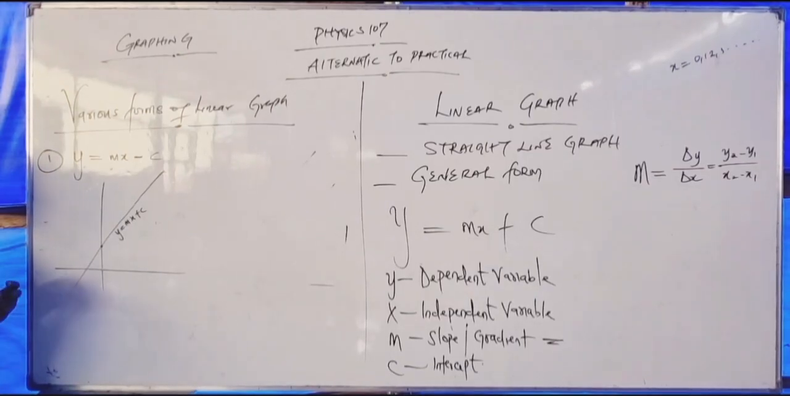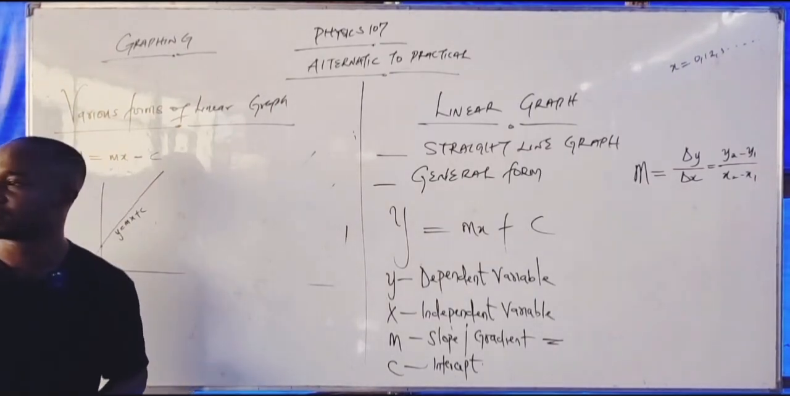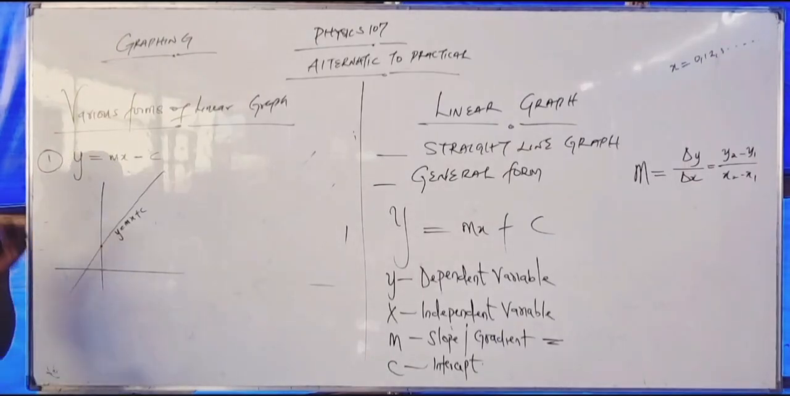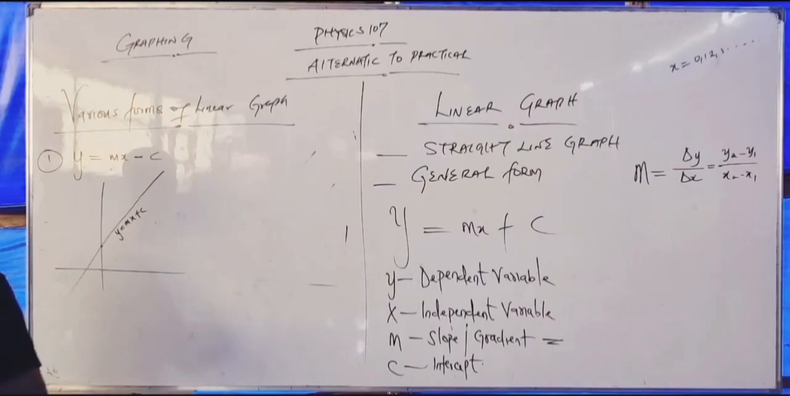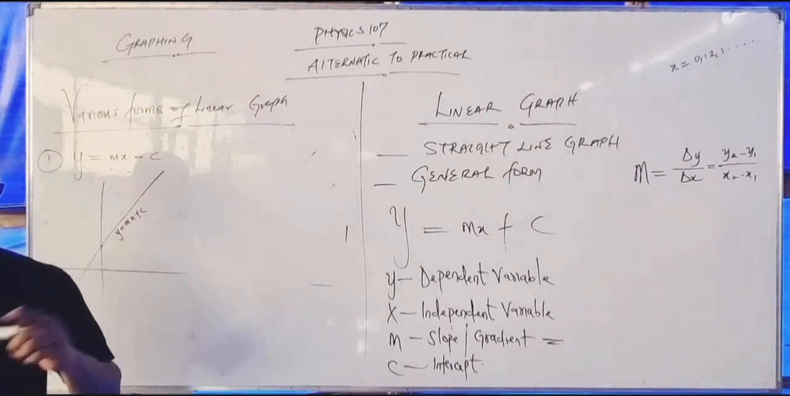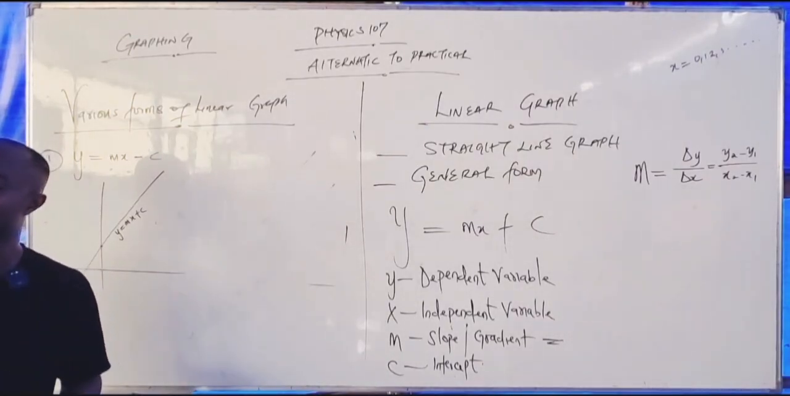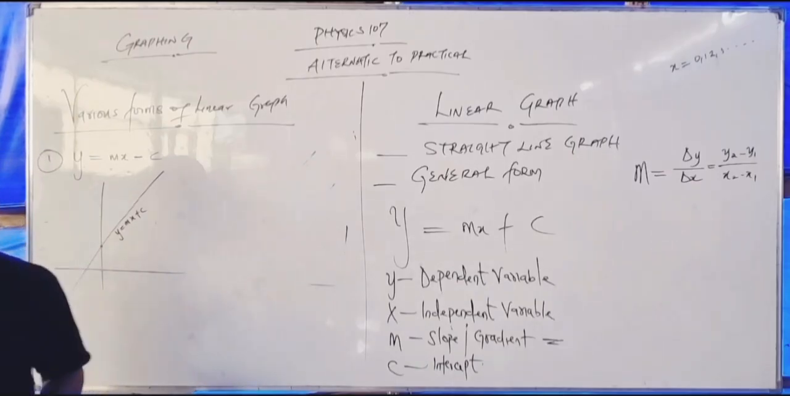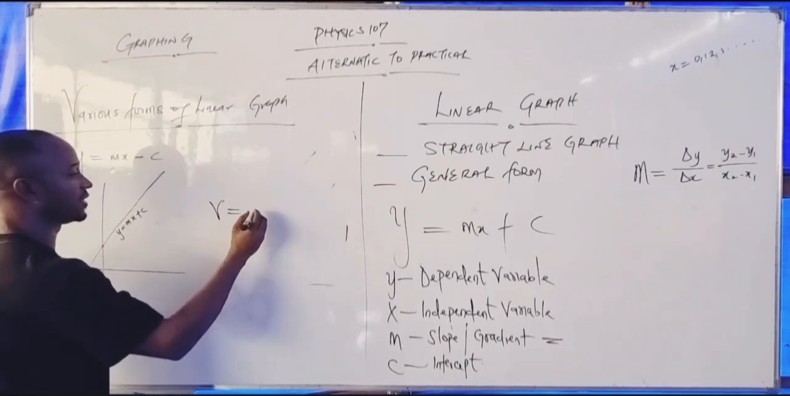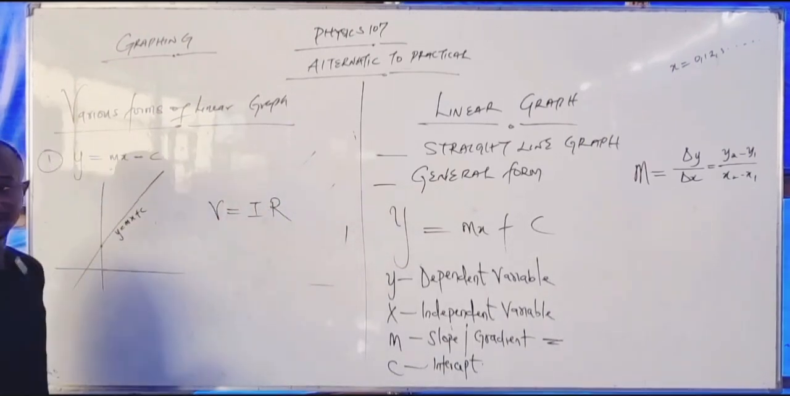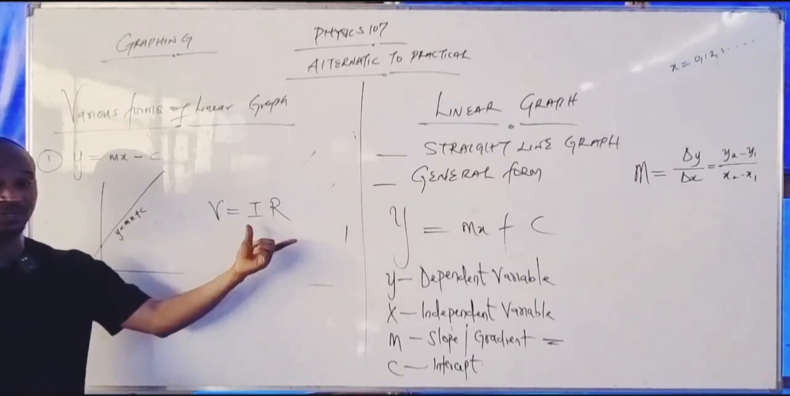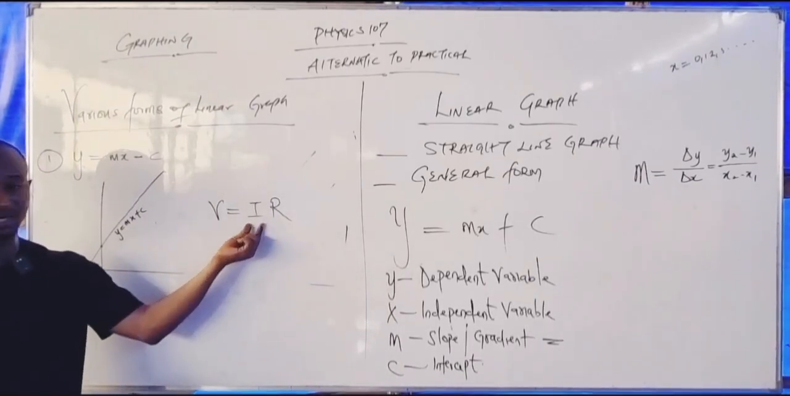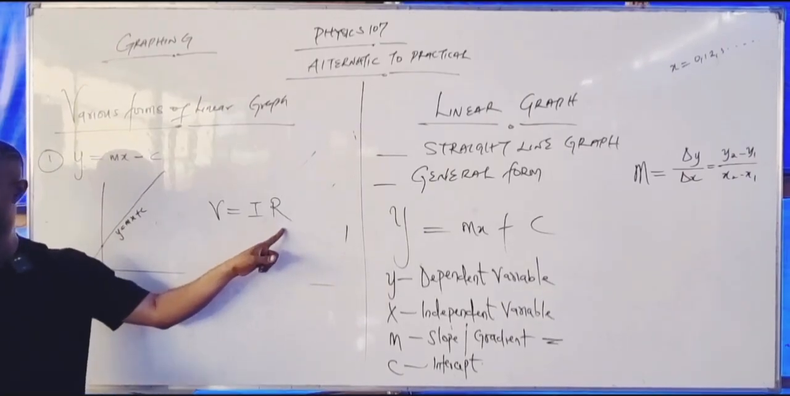Sometimes they will give you an equation, or they give you an experiment to conduct and tell you to plot a graph of this against this. Sometimes you can determine the nature of the graph from the equation given to you. Let's say, for example, we have V equals IR. What law is this? Ohm's law. V equals IR, where V represents your voltage, I your current, and R your resistance, which is your constant.